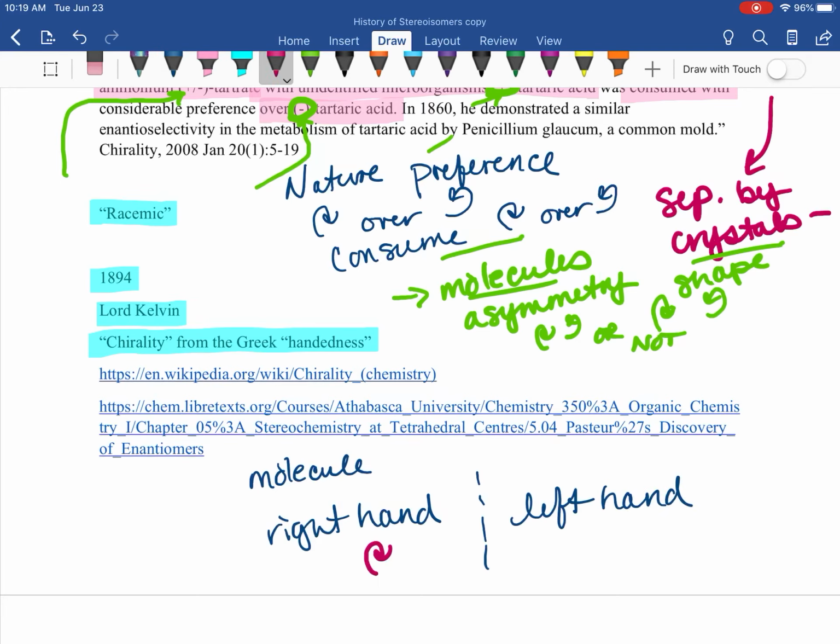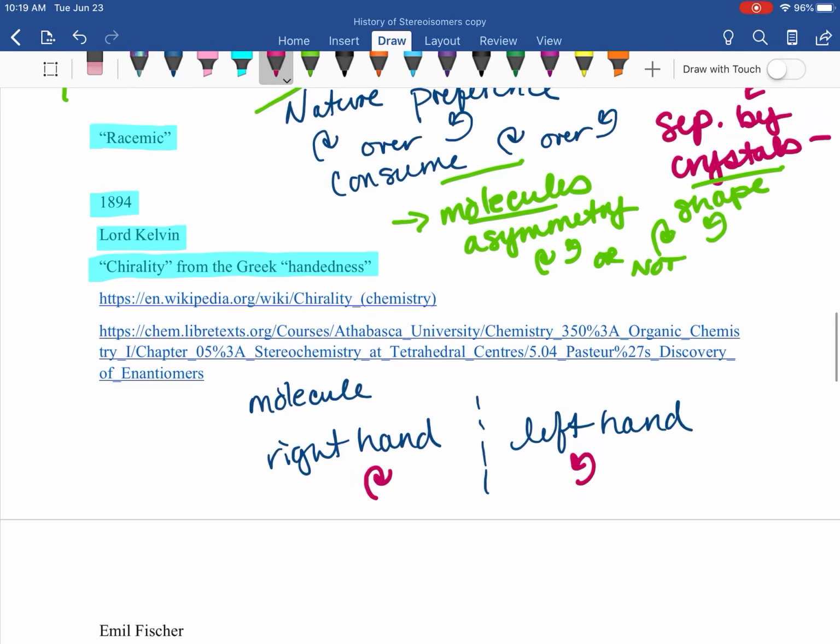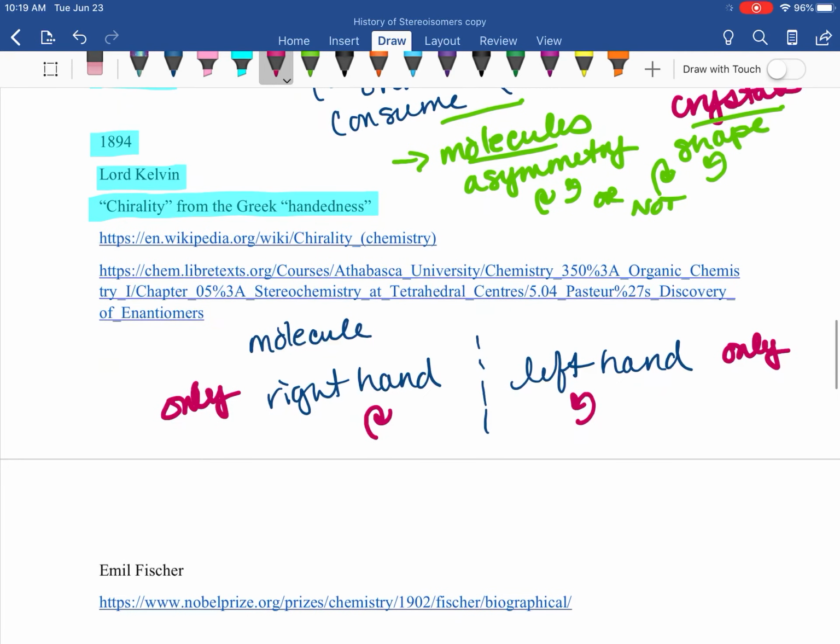Maybe the right-handed molecule can rotate light this way. Maybe your left-handed molecule rotates light this way. And if you have only right-handed molecules, you'll rotate light. If you have only left-handed molecules, you'll rotate light in the other direction. But wait for it, what if you have a 50-50 mixture of both?